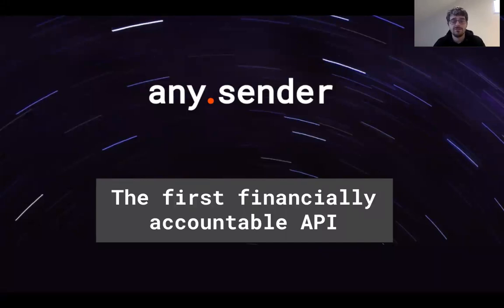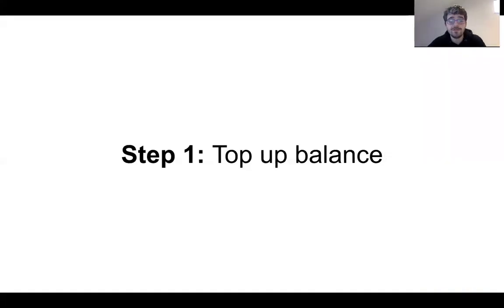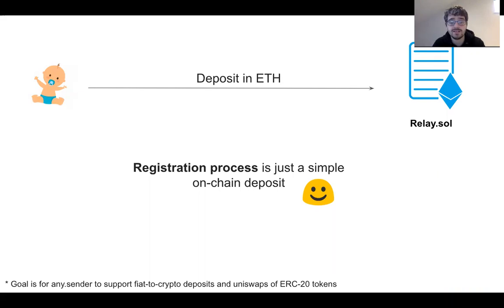And in fact, as I mentioned, we are the first financially accountable API. Our service level agreement is literally the smart contract. So I'm going to briefly talk about how any.sender works before I go into some of the issues that surround meta transactions. The first step, if you want to use any.sender, is that you need a balance. It's prepaid. So as a user, all you have to do is simply deposit ETH into our relay contract. And that's basically the registration process. In the future, I really want to be able to support Uniswap, so you could deposit an ERC20 token, we swap it into ETH, and then we take an ETH deposit. But of course, that's going to be V2 because that takes a while.